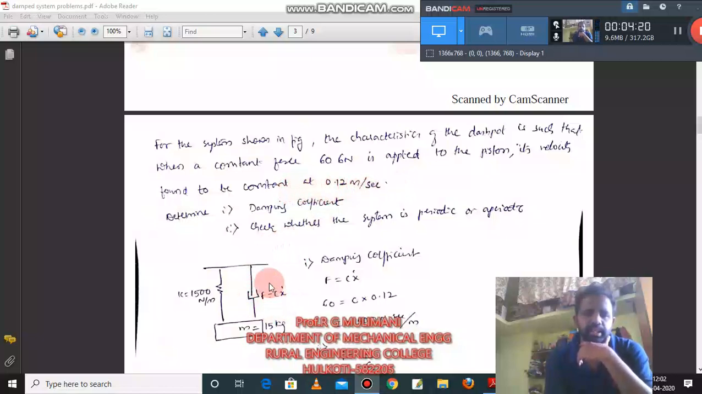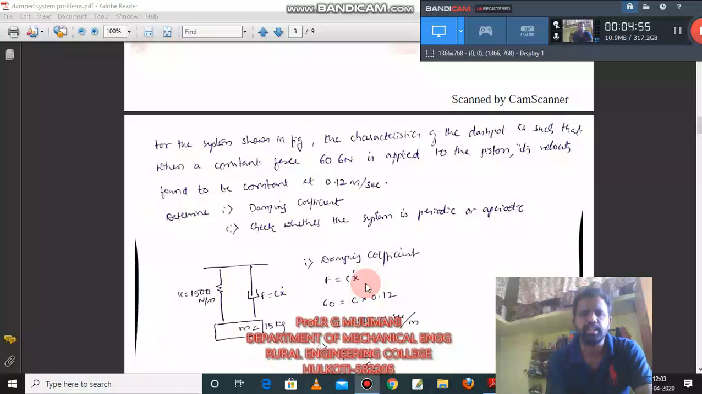When you get the data for this damper, that is force and velocity, you use this equation and find the damping coefficient. F is equal to C x dot, where F is the damping force, 60 Newton, and x dot is the velocity, 0.12. Substituting the force and velocity, you will get the damping coefficient. For any problem, if you find the damping force and velocity, you will get this damping coefficient. Okay, what is asked in this problem? Damping coefficient only.